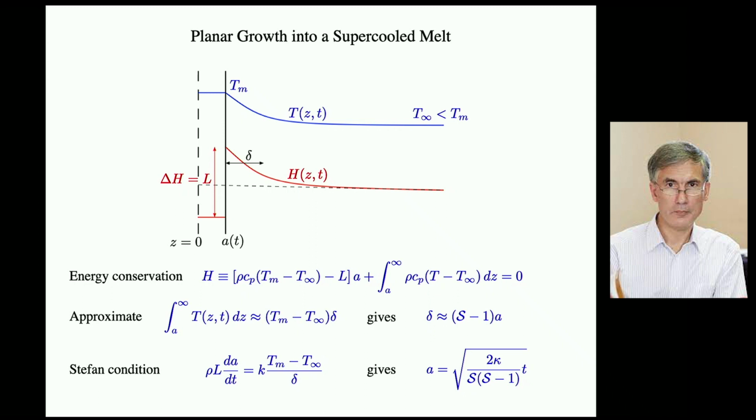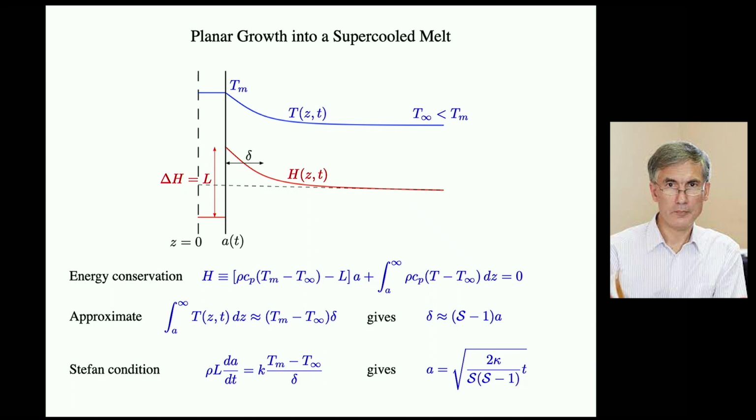And this may seem very crude, but actually this gives extremely accurate answers, even better than the ones we saw before. I'm simply going to say this has some characteristic size delta, and I'm going to approximate this integral by this enthalpy difference times delta. So approximate that integral of the temperature is just the temperature difference times delta.